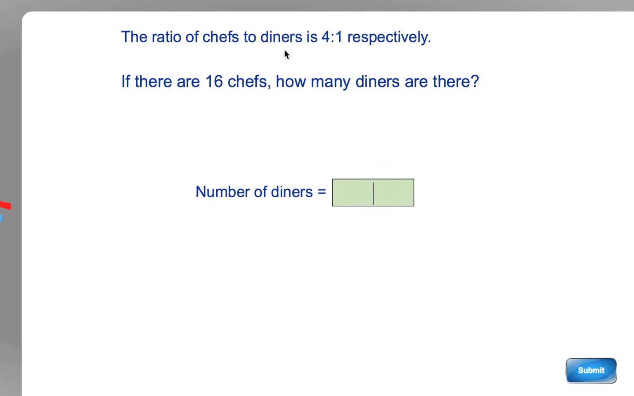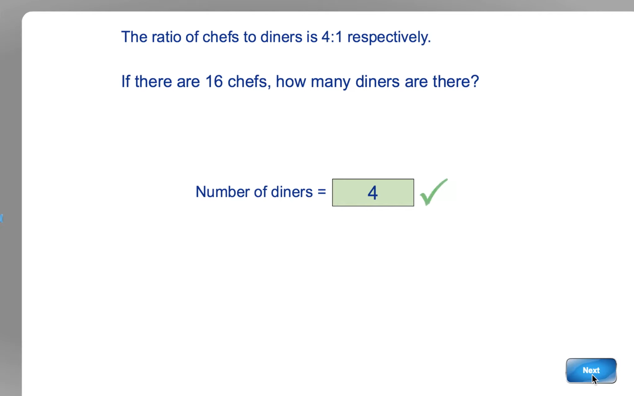The ratio of chefs to diners is 4 to 1. That seems like it should be the other way around, but it does say respectively, so it's that way around. For every 4 chefs, you have 1 diner. If you have 16 chefs, how many diners are there? So what have you had to do to 4 to turn it into 16? It's 4 times 4 to get to 16, isn't it? 4 times 4 is 16. So 1 times 4 is 4. Whatever you do to one side, you have to do to the other side. It's just like equivalent fractions, but they're written side by side, not one above the other.